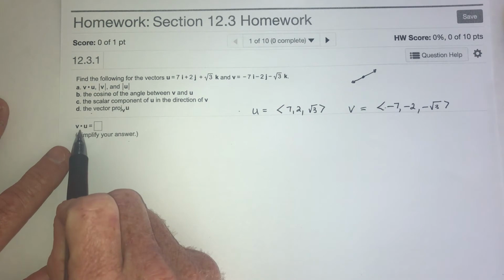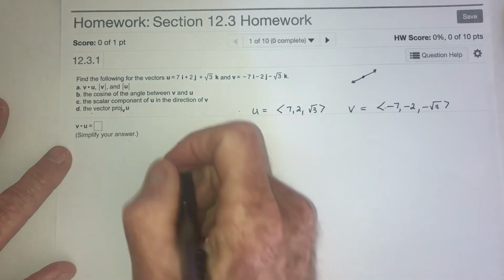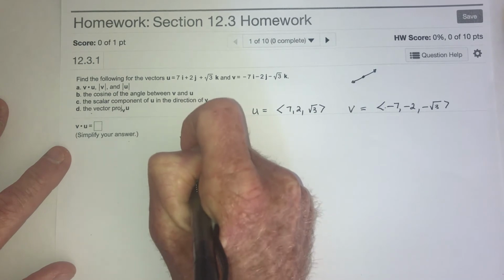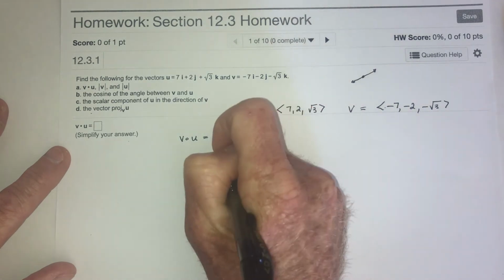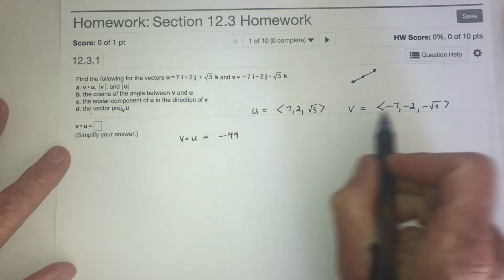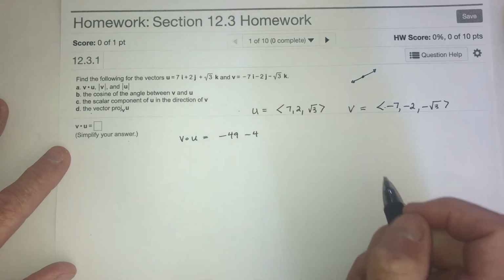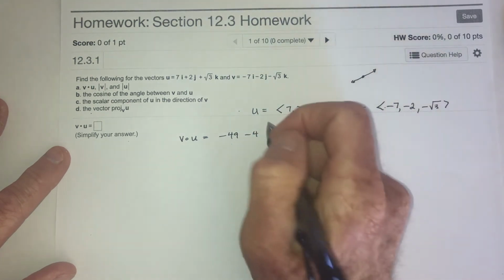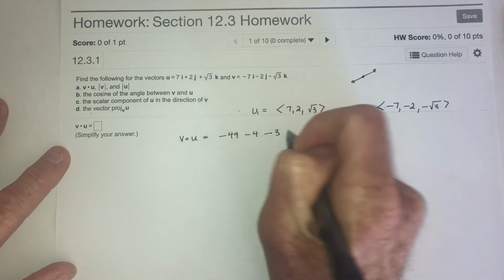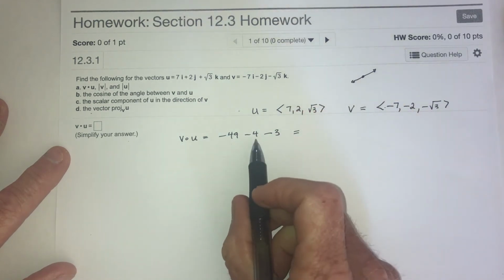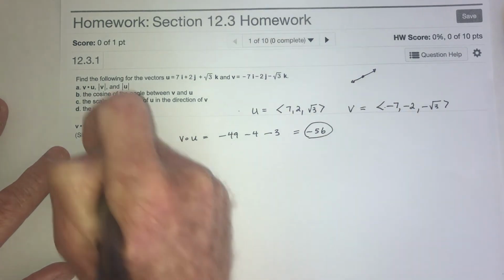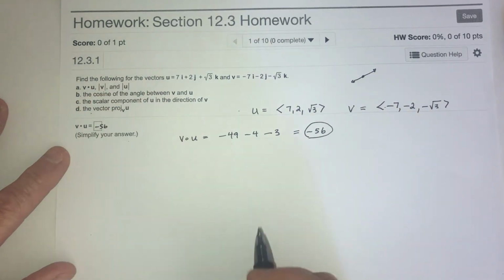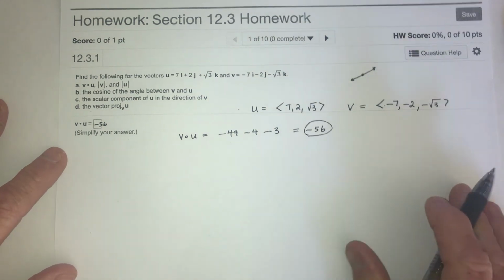Find the dot product of u and v. So that's part A. So they're saying v dot product u. The order doesn't matter. So that would be 7 times -7, that's -49. A 2 times -2, that's -4. And then a radical 3 times a radical 3, that's going to be 3, but with a minus. So that is 49 and 4 and 3 is 56, negative 56. Okay, that's the first part, negative 56. Well done.